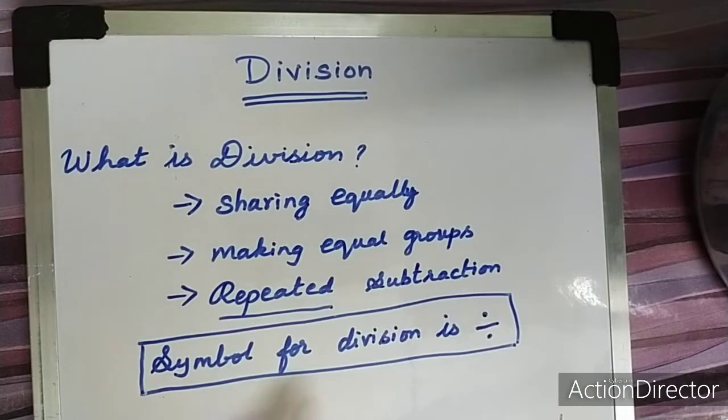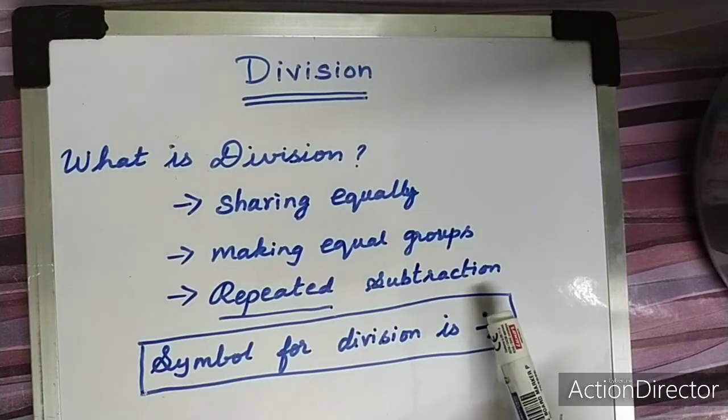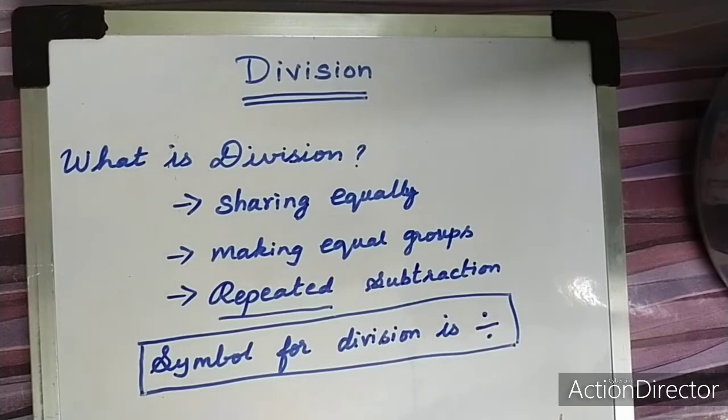And the symbol for division is what? This is the symbol for division: one sleeping line and two dots, on top and bottom. So division is nothing but sharing equally or making equal groups. All the groups should have an equal number. The symbol for division is this, and division is repeated subtraction.